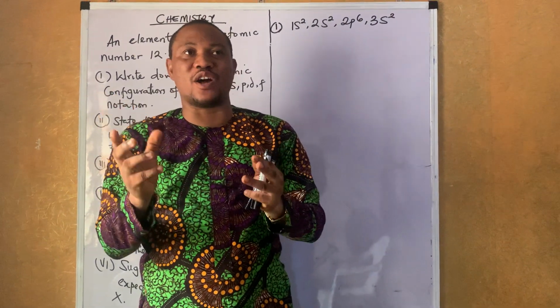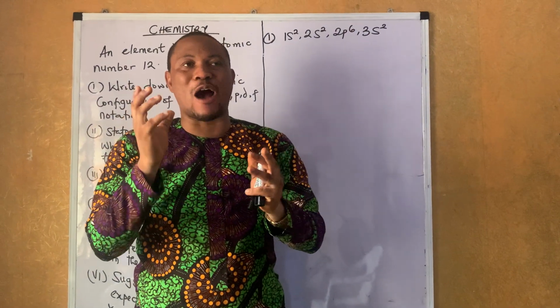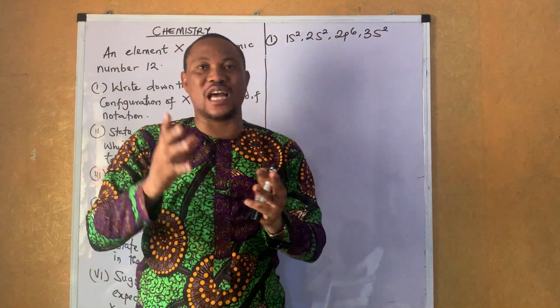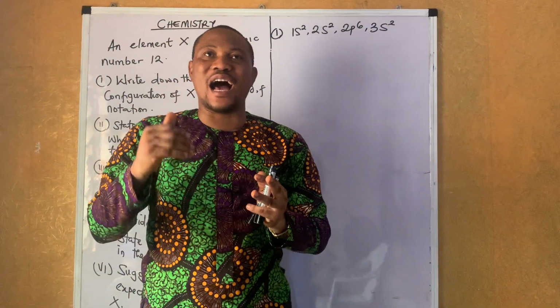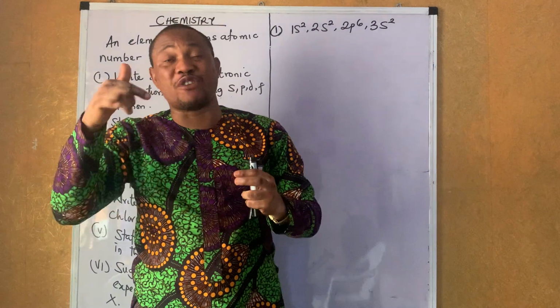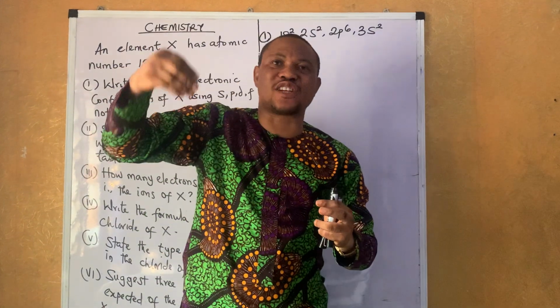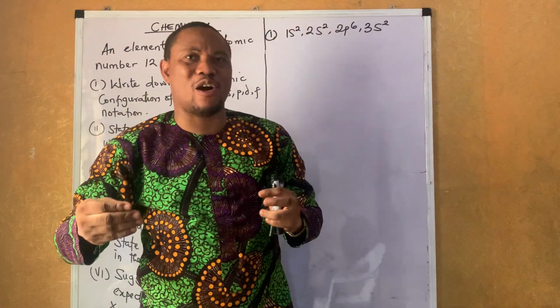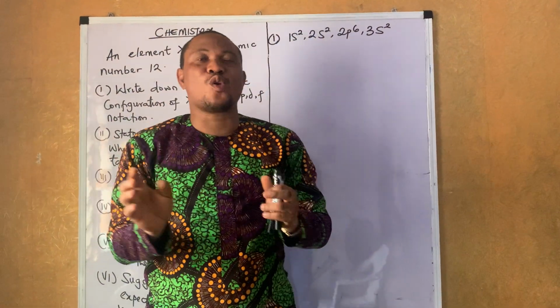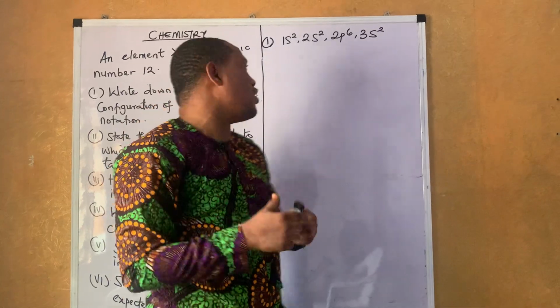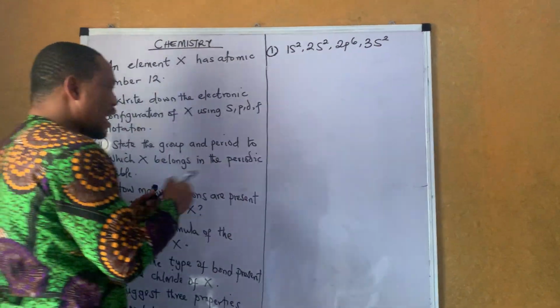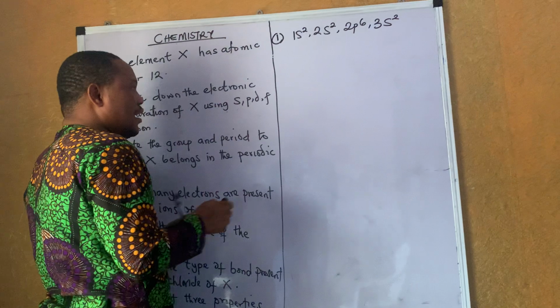I brought a periodic table and I was explaining how you get the group and how you get the period. If you remember, I told you that to get the group of an element in the periodic table, the number of valence electrons in the outermost shell is the group, while the number of shells is the period. What am I saying in essence? Let me use a particular element.